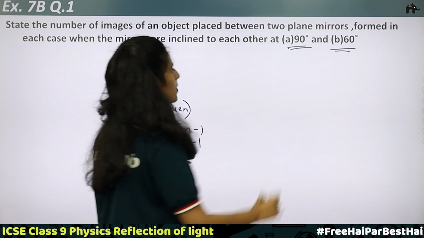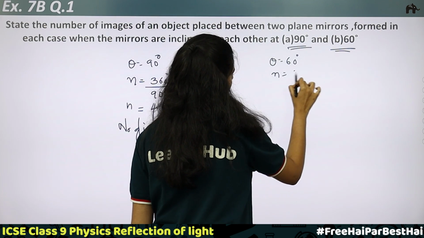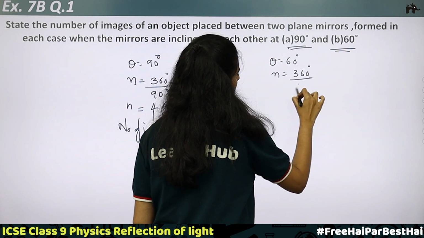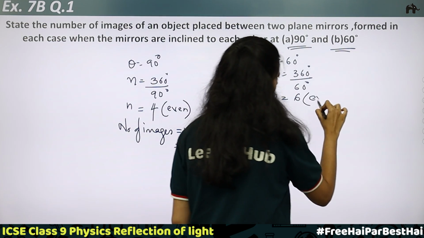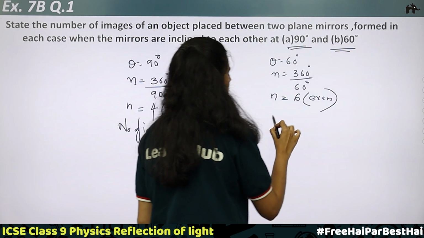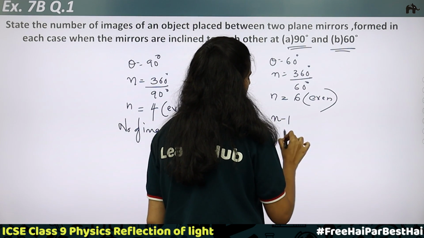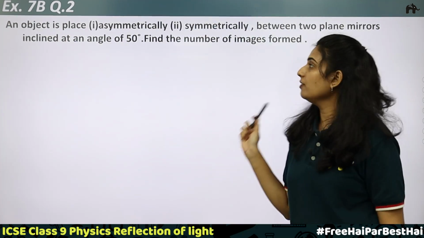Now, the next one. Here theta is equal to 60 degrees. Therefore, n will be equal to 360 degrees divided by 60 degrees, which is equal to 6. N value is 6, which is an even number. If n is an even number, then the number of images will be equal to n minus 1, which is equal to 6 minus 1. Therefore, 5 images.